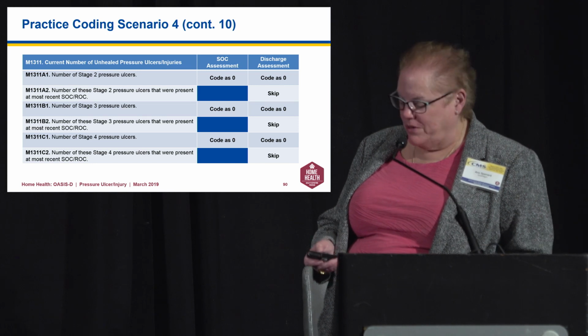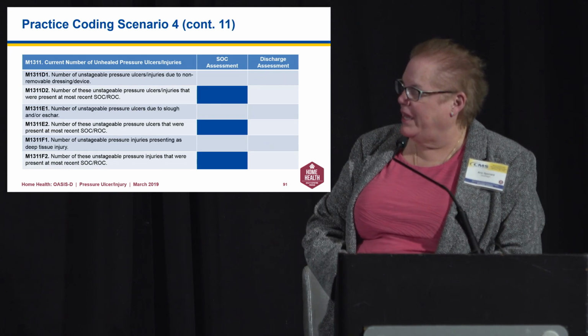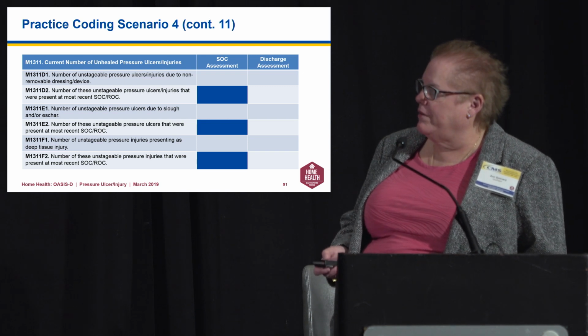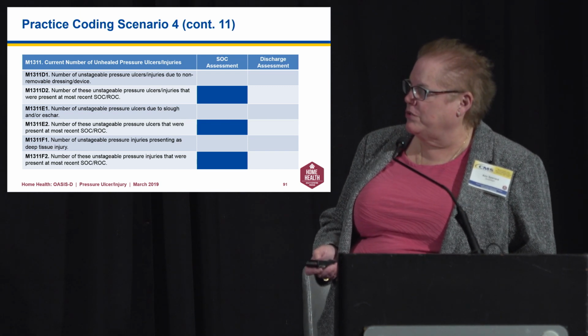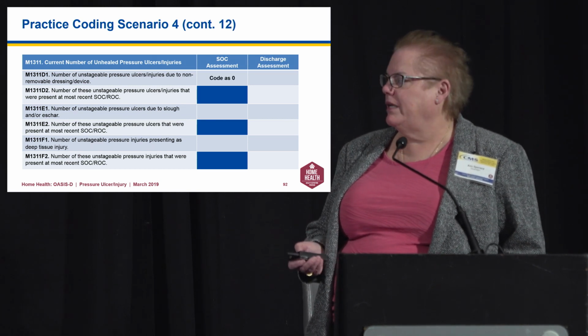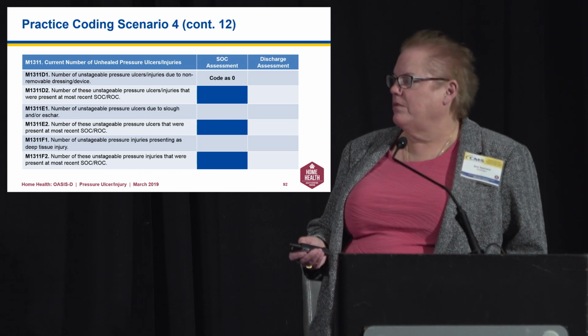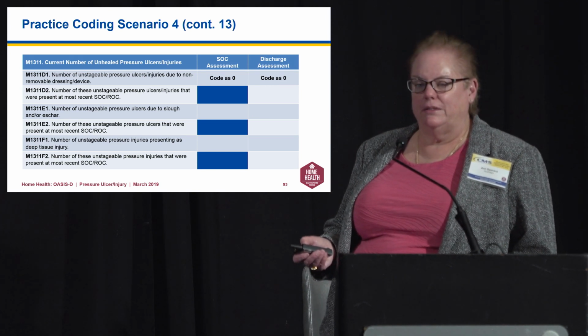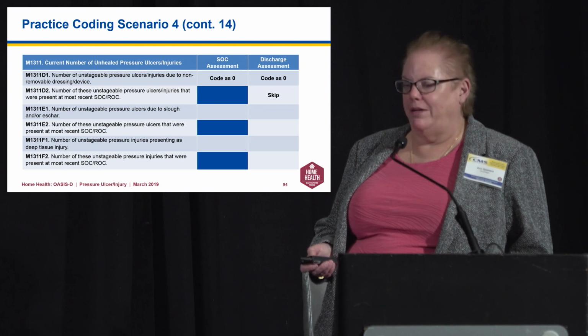Okay, so then we go on, and now we go into the unstageables. So how about the number of unstageable pressure ulcers or injury due to non-removable dressings or devices on the start of care? Do we have any of those? Right. How about at discharge? Right. And then how many of these were present on the SOC/ROC? Skip. Good. You getting this?